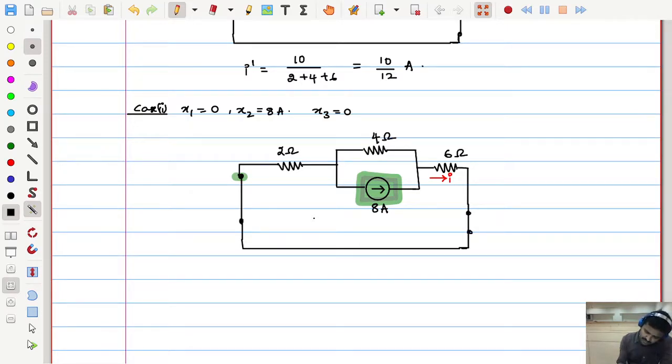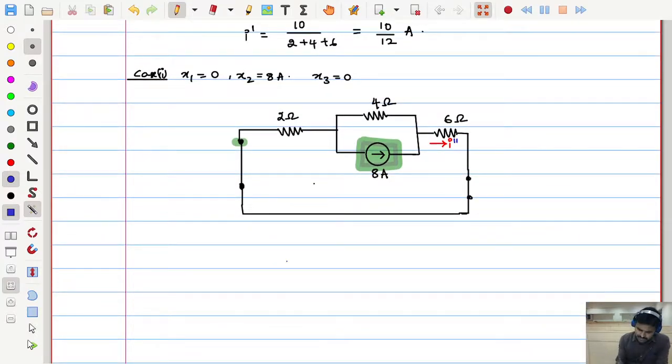Then after making this change, you assume your response to be I double dash. Previously we considered I dash. This is I double dash. Now how much is this current? That we need to determine. We can use any method that is comfortable for you. Let us see what we can do. If I redraw this diagram a little bit, can I make it in a simple manner? Let us keep the current source as it is here, no change in that.